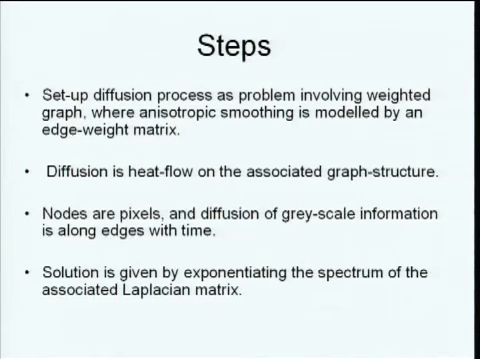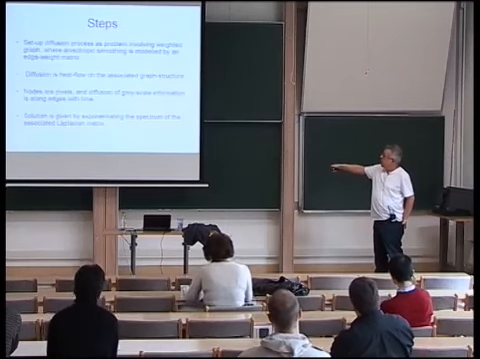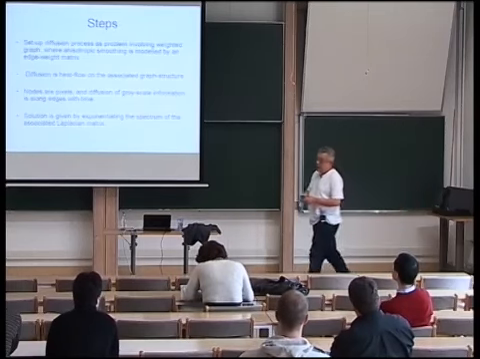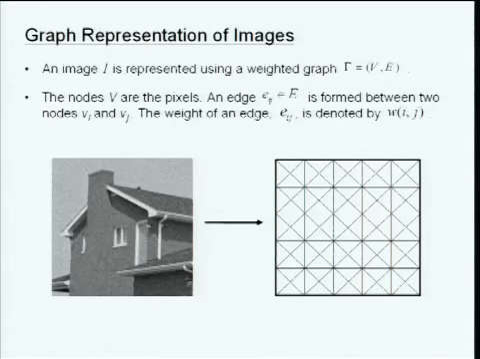Diffusion in this setup is going to be heat flow on the associated graph structures. Obviously the nodes here are going to be pixels, and the diffusion of grayscale information is going to be along edges with time. And as I said before, I want to show you how the solution of this is given by the spectrum of the associated Laplacian matrix. This is just a picture illustrating the setup, an image represented as a lattice with the nodes as pixels, and the connectivity information on the pixel lattice represented as weighted edges.